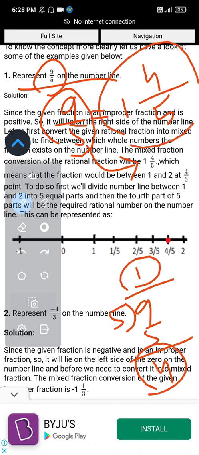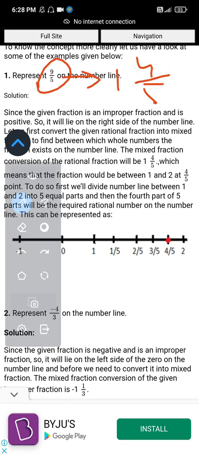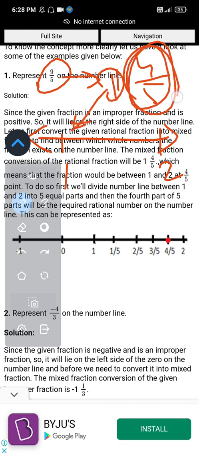Now from this we can understand that 9 by 5 is greater than 1 and lesser than 2, because it has 1 full but not 2 full. So we understood this number lies between 1 and 2, because 9 by 5 is 1 whole 4 by 5. So we draw a number line where we take 1 and 2, and this 1 we already represented on the number line. Now we need to represent 4 by 5.